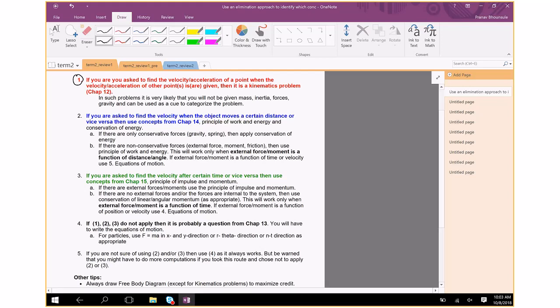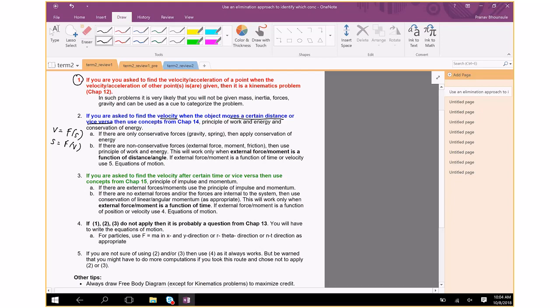Okay, so once you rule that out, the next thing to look for in the problem is, are you asked to find velocity when the object moves a certain distance, or vice versa? In this case, you're asked to find either velocity as a function of distance or distance as a function of velocity. You'll be given velocities at a certain position and asked to find velocities at another position, or vice versa. You'd be given the displacement and asked to find the velocity, in which case this is a question from chapter 14. Chapter 14 was about the principle of work and energy and conservation of energy.